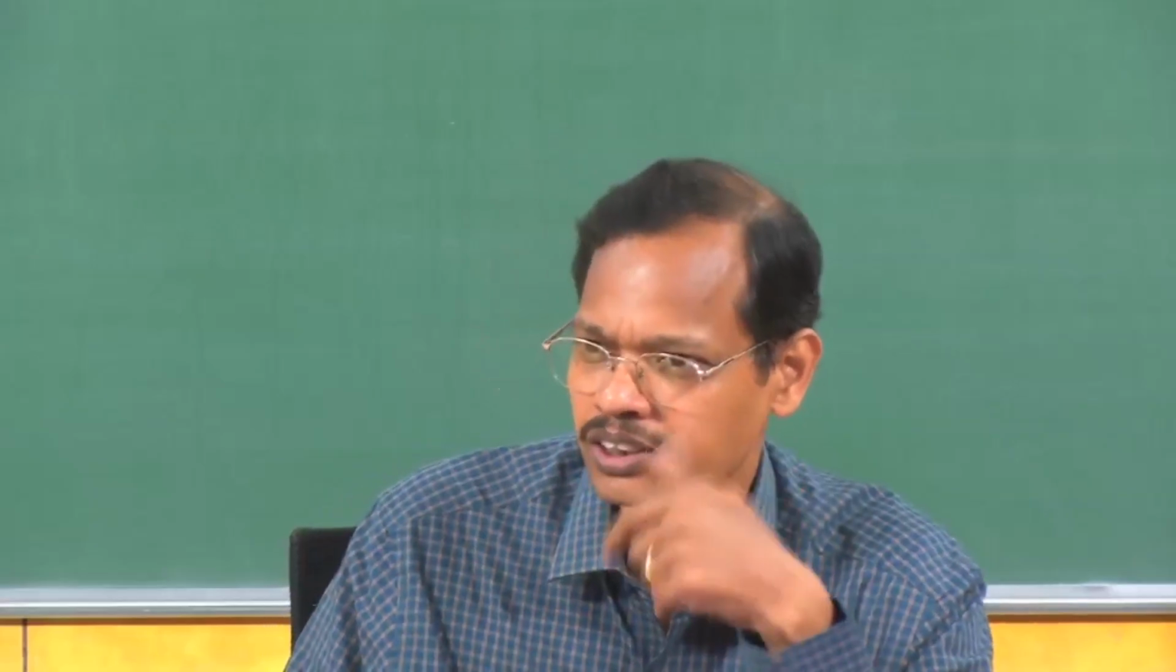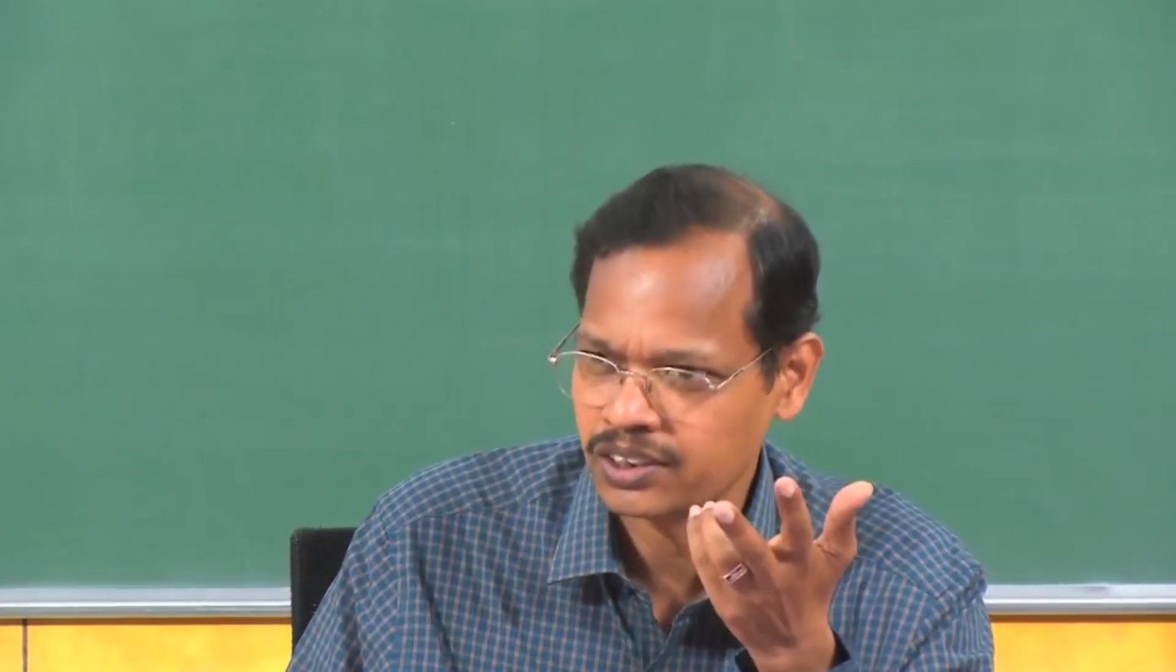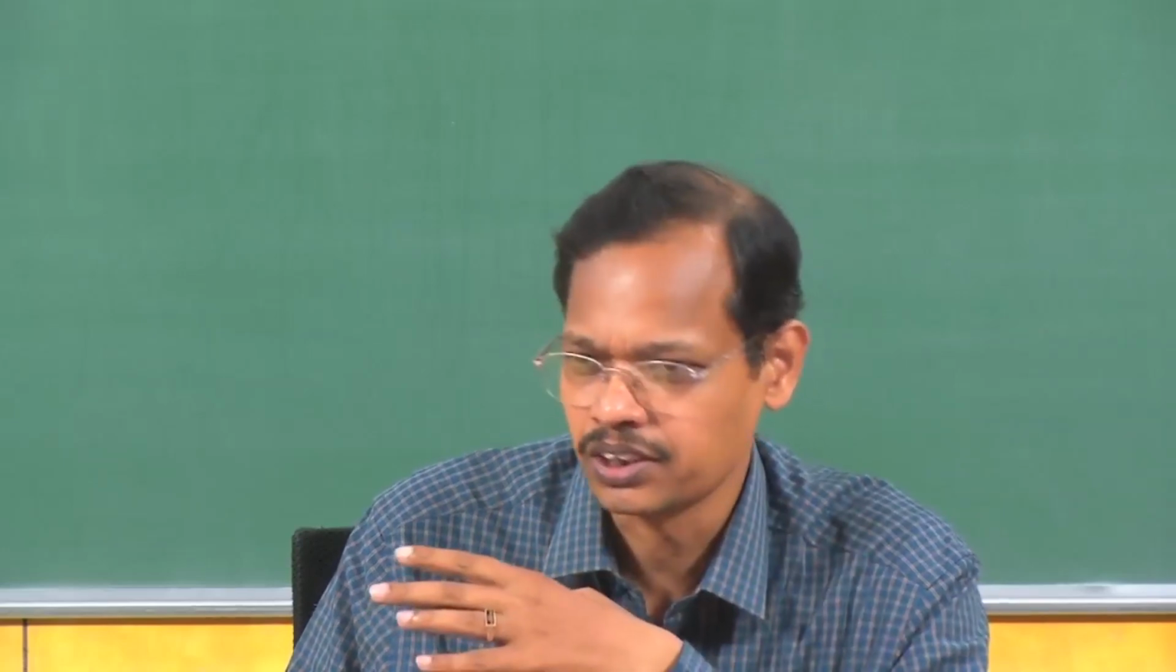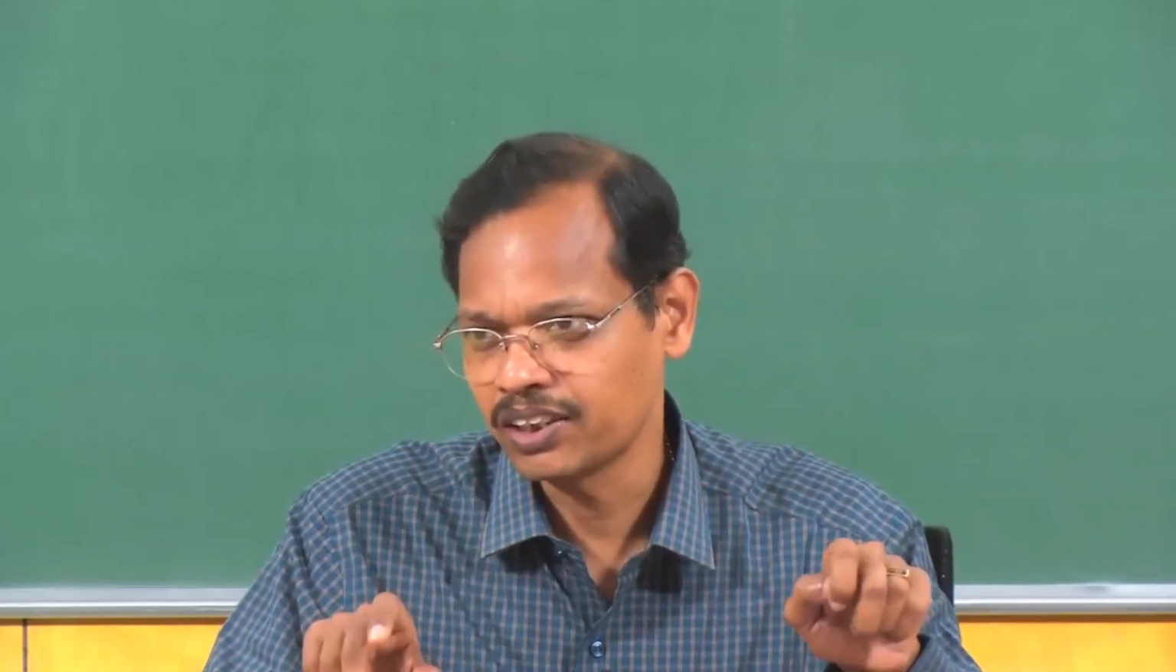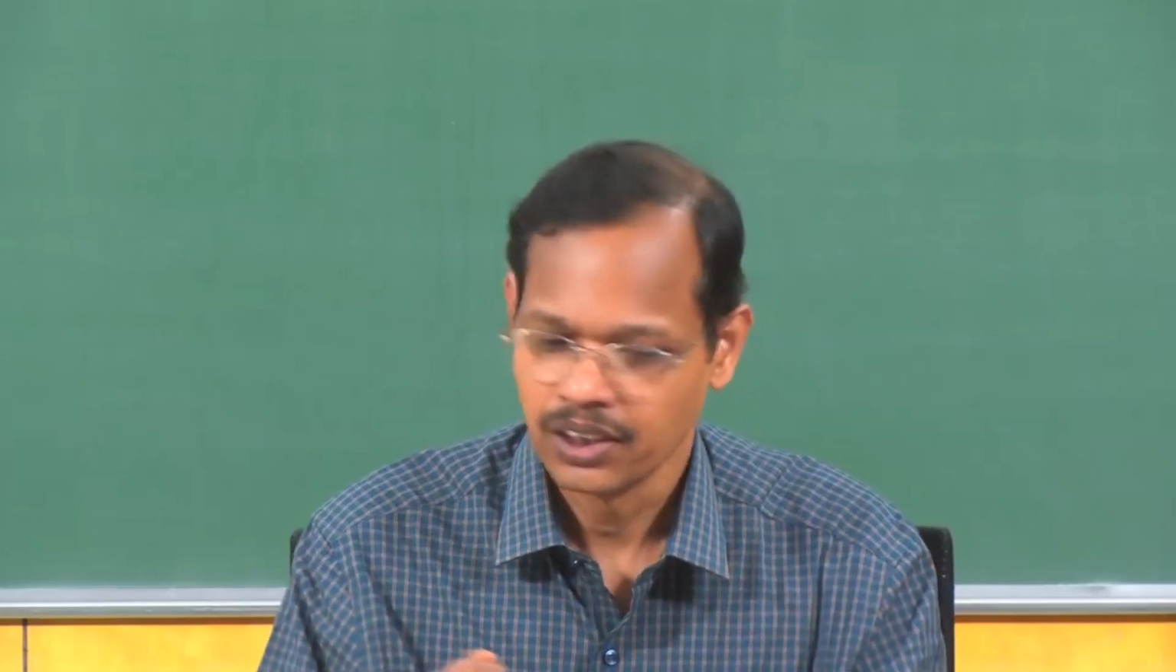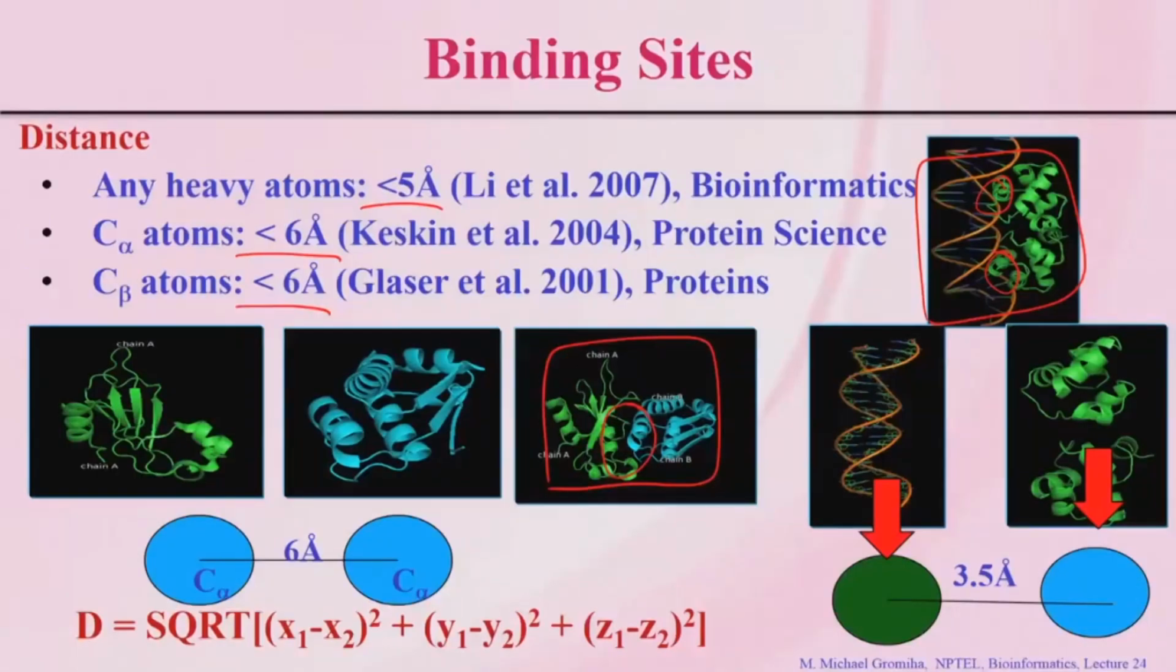So, the oxygen in the negatively charged residues and the NH2 group in the positively charged residues, right. If you take the C alpha, they may be far apart, but if you see the charged atoms, these atoms are close to each other. So, in this case, if you use any heavy atoms, you can get better information than using either C alpha atoms or C beta atoms, right.